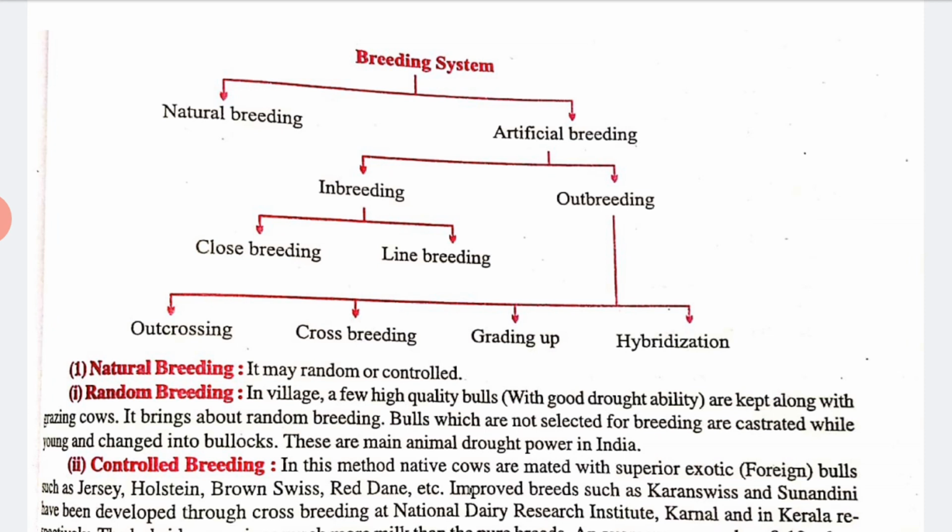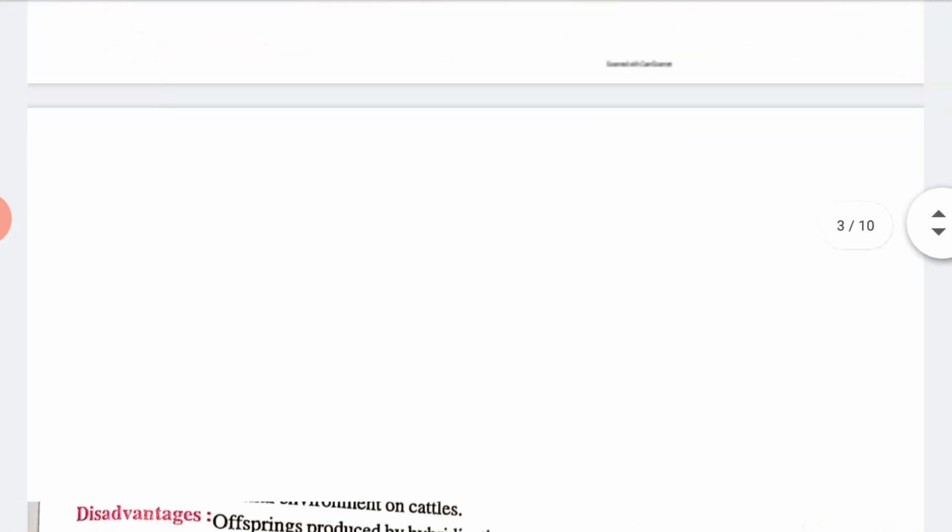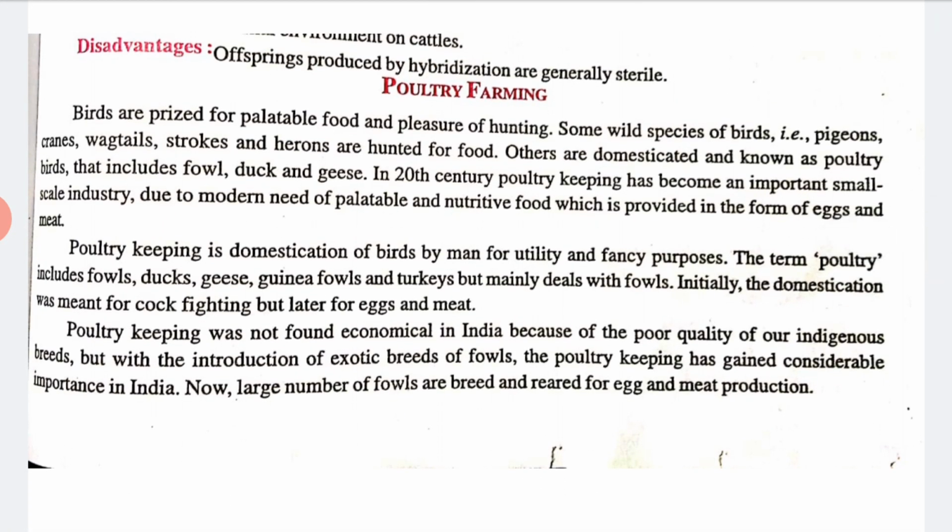Outer breeding is also divided into four parts: outcrossing, cross breeding, grading and hybridization. Next is our poultry farming. What is poultry farming? Birds are prized for palatable food and the pleasures of hunting. Some wild species of birds like pigeons, cranes, whitetails, storks and herons are hunted for food. Others are domesticated and are known as poultry birds, which include fowl, duck and geese.